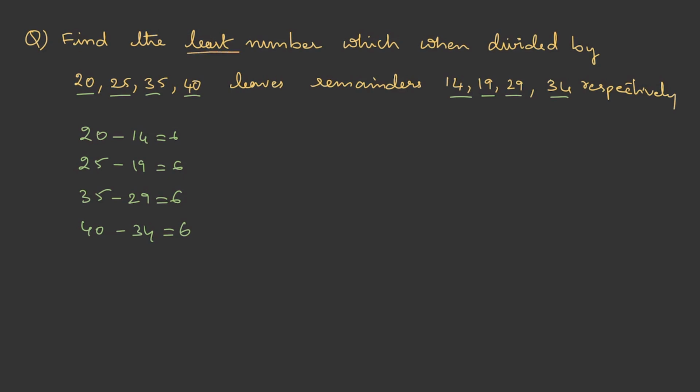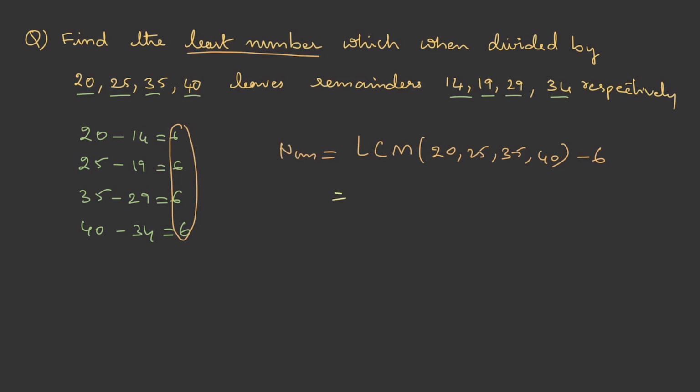And we are asked to calculate the least number. So basically we need to get the LCM. Now get the LCM of 20, 25, 35 and 40. Now these numbers will have an excess of 6, so just subtract that 6. This will be the required number. So the LCM of these 4 numbers is 1400. Subtract the 6, 1394. So this is the least number which, when we divide with 20, 25, 35 and 40, leaves these particular remainders.